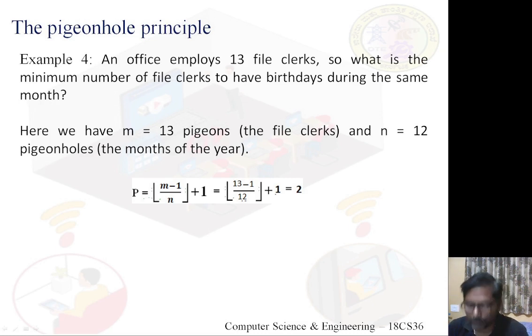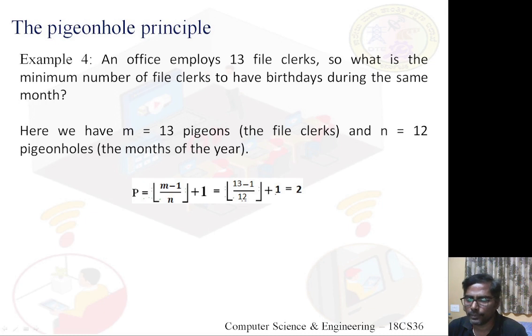Okay, let me tell you. In an office, there are 13 employees, and my question to you is, what's the minimum number of employees to have birthdays during the same month?